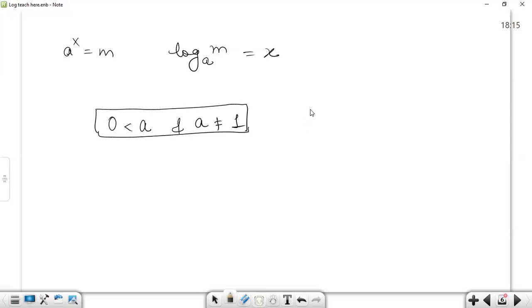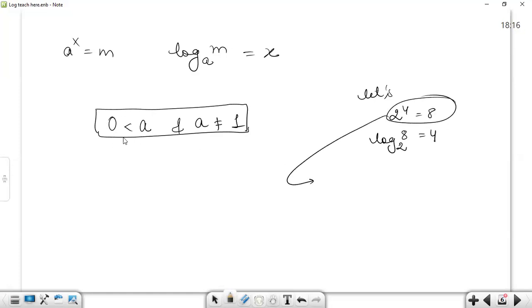And now let's consider the scenario. Let's take 2 raised to power 4 is equal to 16. It will be written as logarithm of 16 to the base 2 and its answer is 4. So if we take a as negative, our function simply does not work. So that's the reason behind this condition.